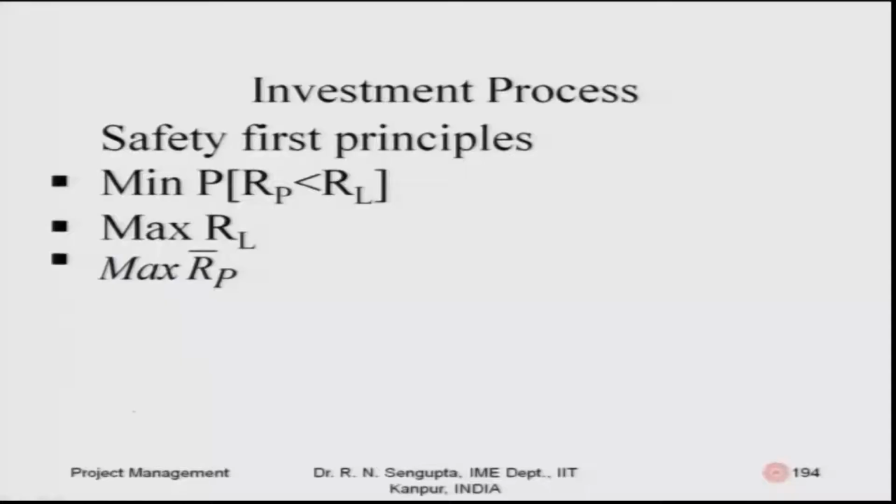Safety first principle has different formulations. I will just write down these formulations and you will understand how they make sense. The first one is that you try to minimize the probability, P, that the value of the so called portfolio of the projects which you have is less than some RL. RL is basically some fixed value which you have set for yourself.